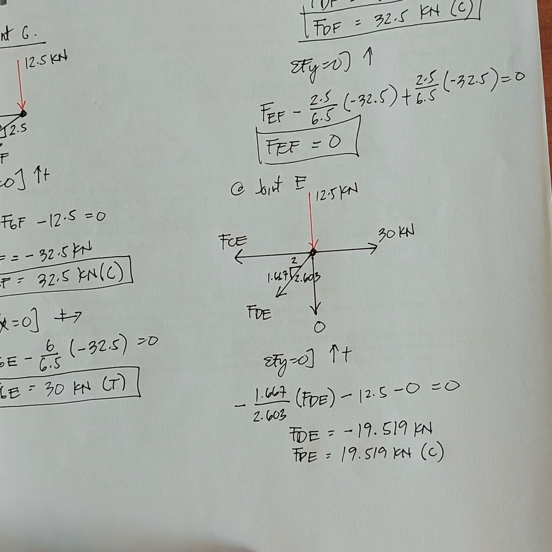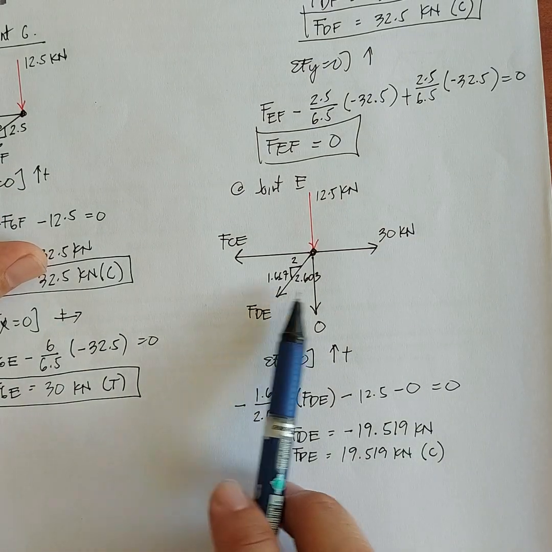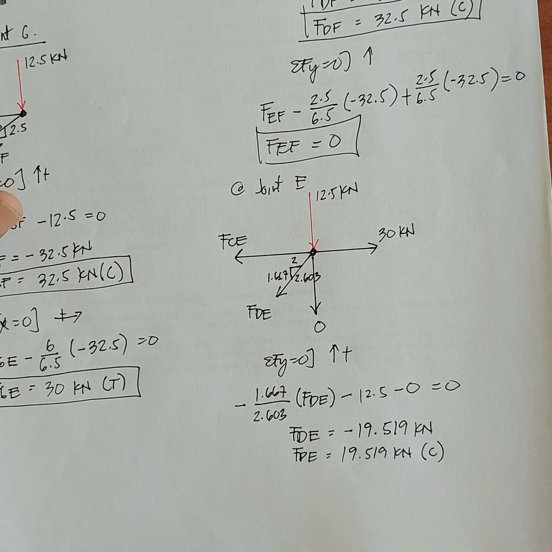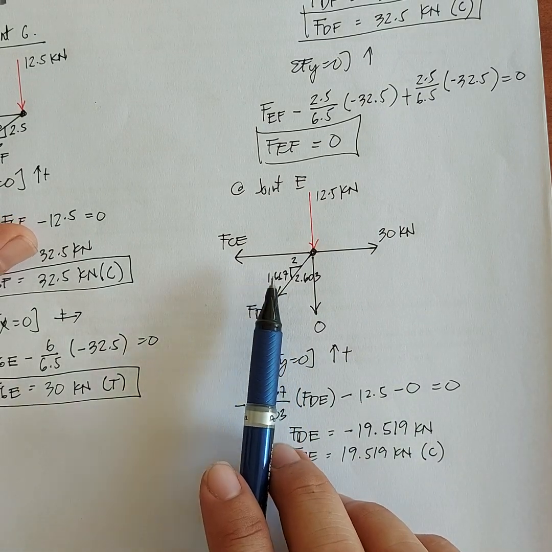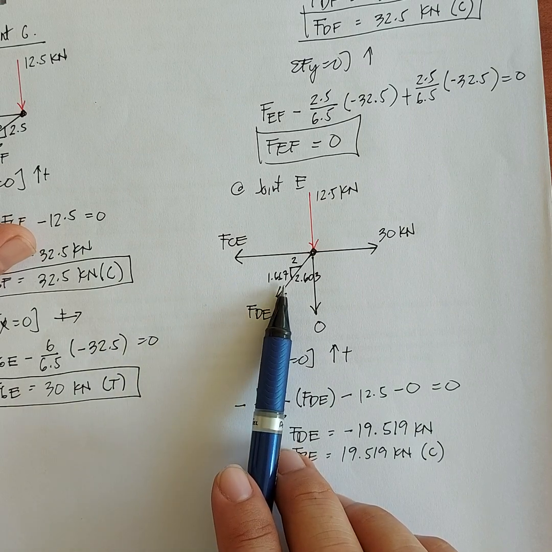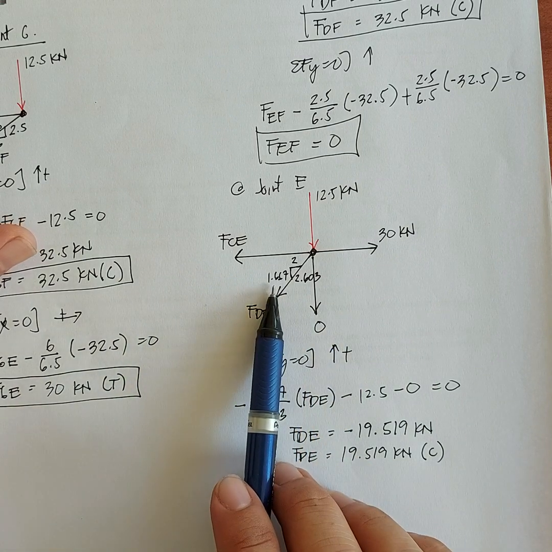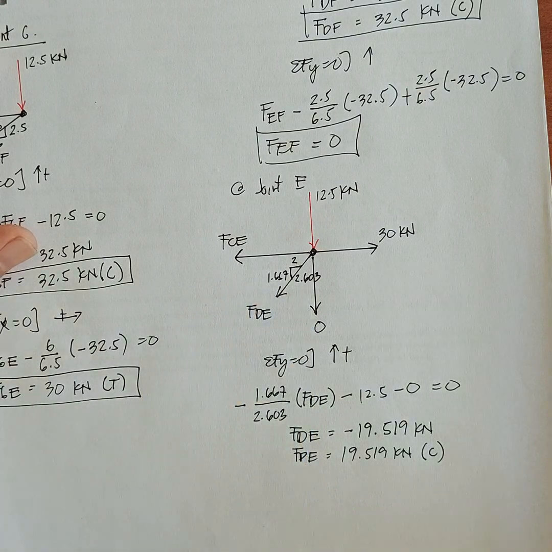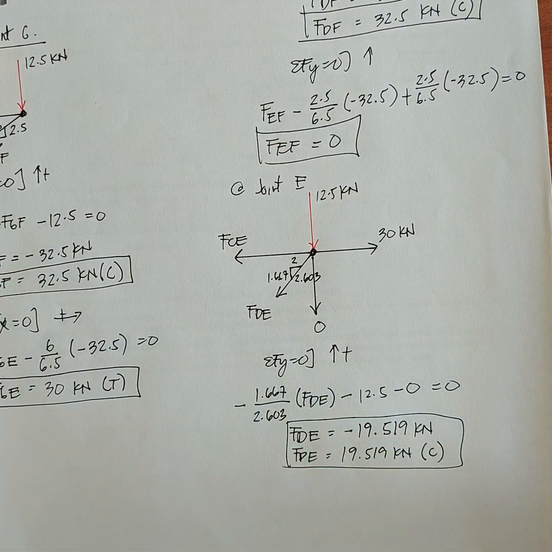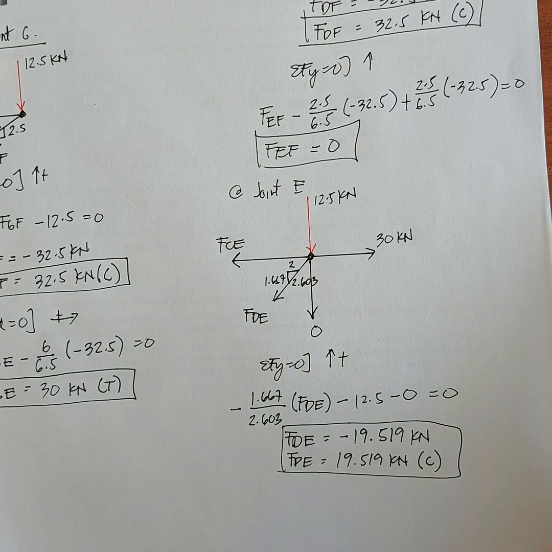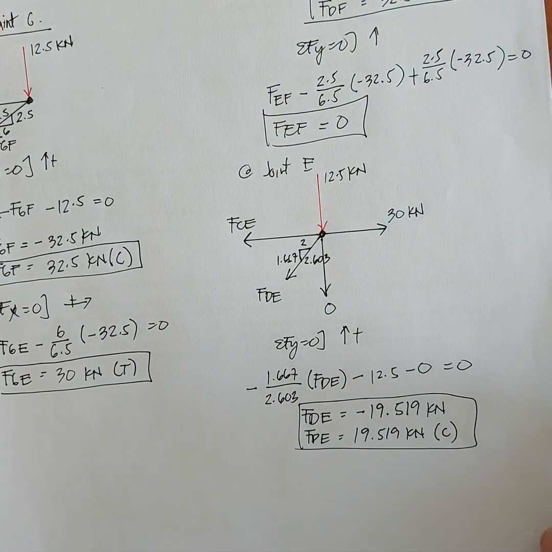The answer in the module is 19.526. We have a discrepancy only because of our rounding off of the slope, but it's acceptable. If you want it to be exact, you may use the equivalent fraction of the slope. So, that's FDE.